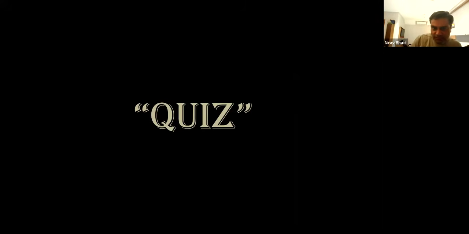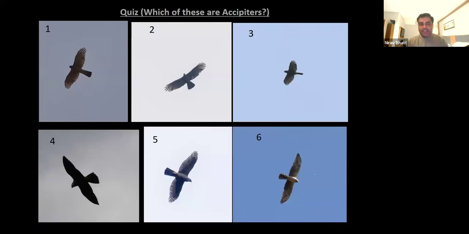These are small thumbnails. All we need to do is tell which of these are accipiters and which are not accipiters. We are just trying to understand what you think. You can write down the numbers out of 1, 2, 3, 4, 5, 6, like 1, 2, 3, or maybe 1, 2, 5, or 1, 3, 4, 6. Ankita, can you put a poll?